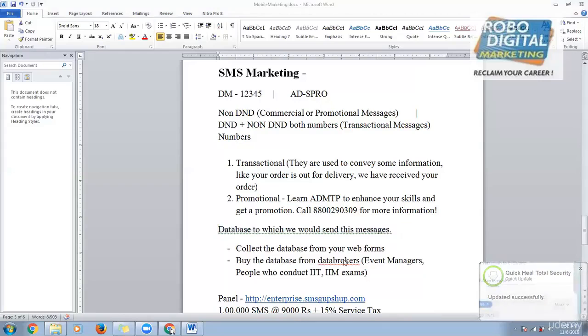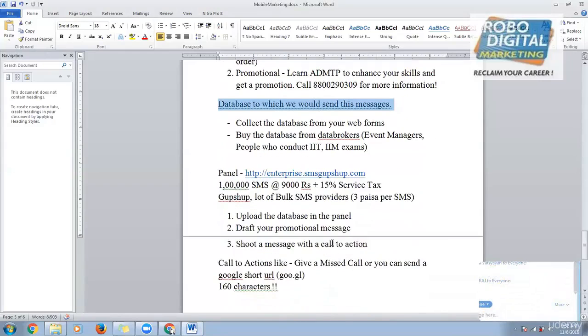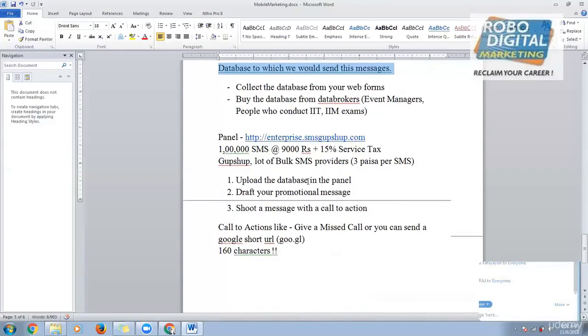Now, how to do it? From where can you get the SMS sending? Because you cannot send it from your mobile phone, because you will be banned after you start sending a few promotional messages. After around 600 or 800 promotional messages, your number will be blocked for sure. So what you can do is you can take panels from SMS Gupshup.